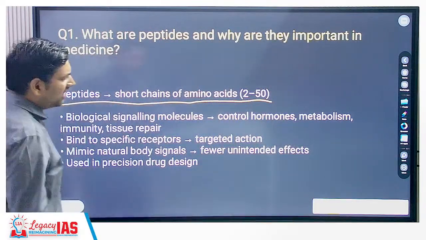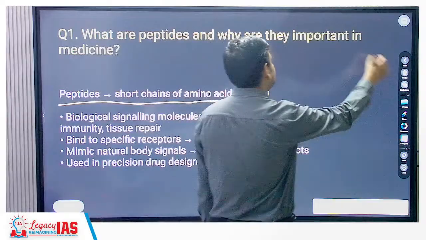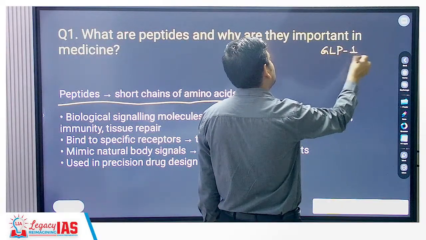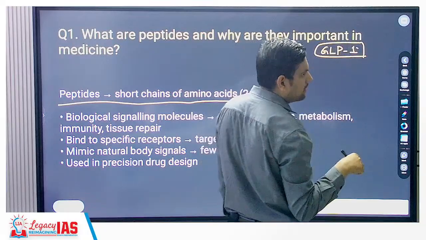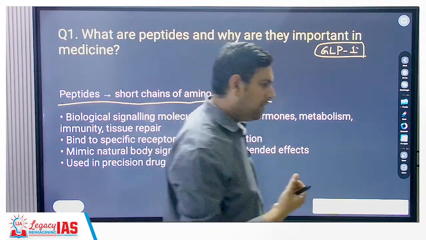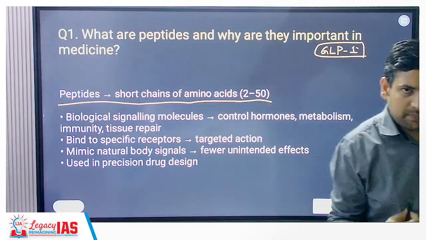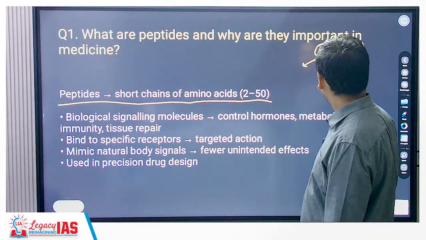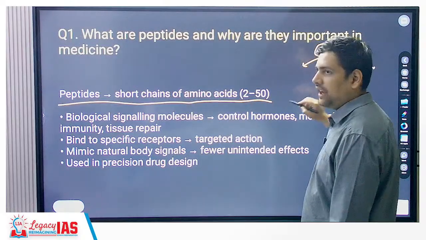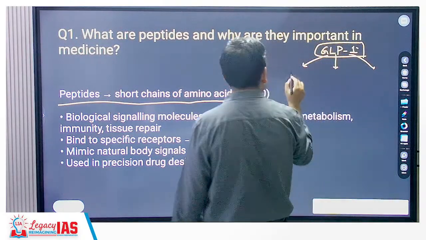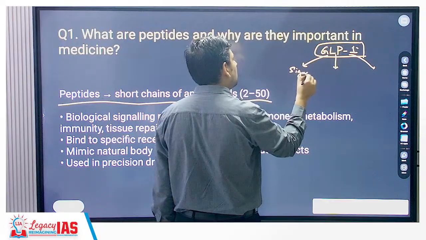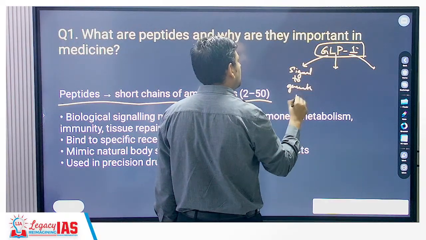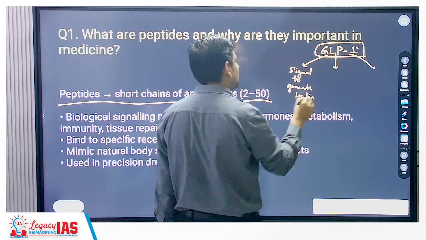So let's take an example. Let's take GLP-1, glycogen like peptides 1. Now GLP-1 is that peptide in our body that does three things. Okay, first of all, it gives signal to generate insulin to your body, correct.